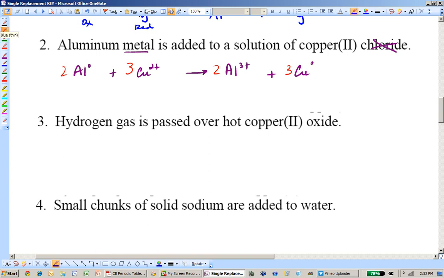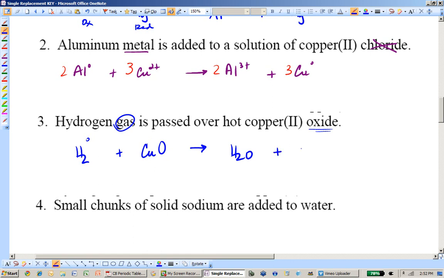All right, you're back. Hydrogen gas, so I don't have to think about that. Just write H2 in its elemental state, is passed over hot copper II oxide. Well, oxides are generally insoluble, so that's not going to be ions. That's going to be Cu with a 2+ charge, so it needs 1 O. Well, this is a classic single replacement. We're going to have H2O as the hydrogen comes and bumps copper out of position.